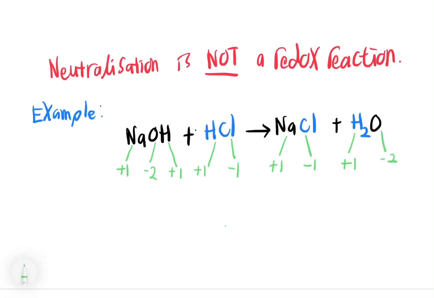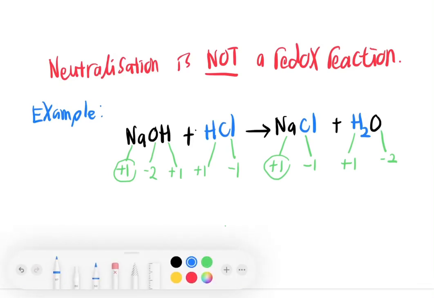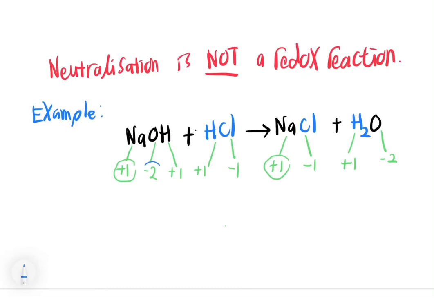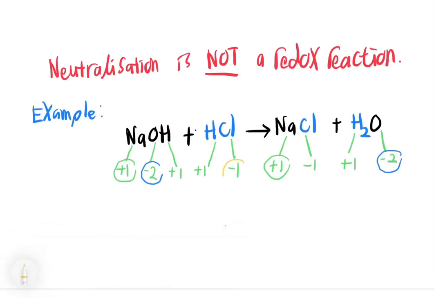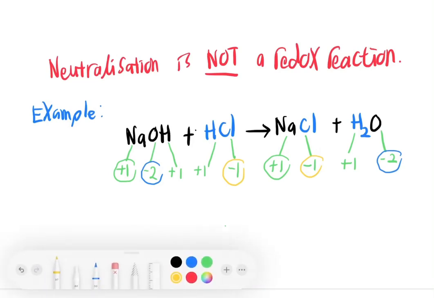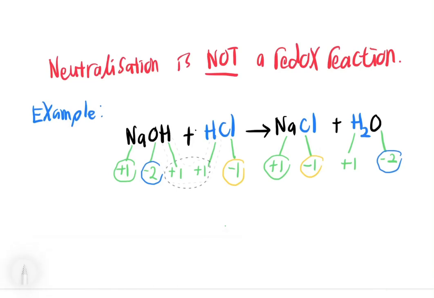Oxygen is -2. So we will see here that the oxidation number of sodium before the reaction is +1 and after the reaction is also +1. The oxidation number of oxygen before is -2 and after is still -2. The oxidation number of chloride before is -1 and after is still -1. And the hydrogen before is +1, after is still +1.